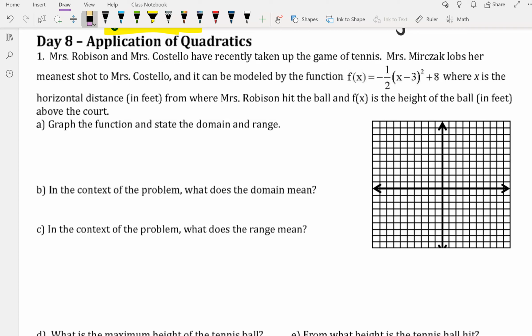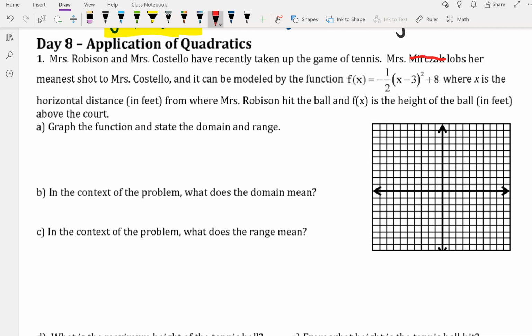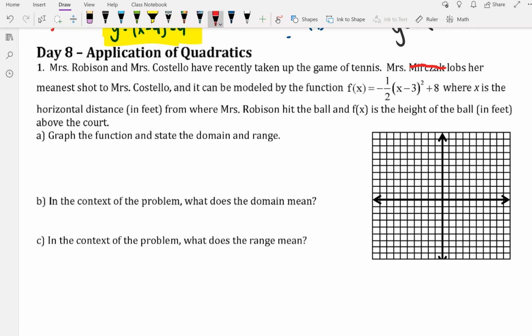And before we get started, I just noticed a little typo. I changed some things around on the notes and I forgot one thing. So on number 1, we have Mrs. Robinson and Mrs. Costello have recently taken up the game of tennis. This is supposed to say Mrs. Robinson lobs her meanest shot to Mrs.